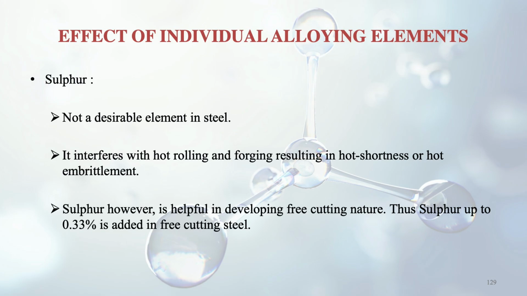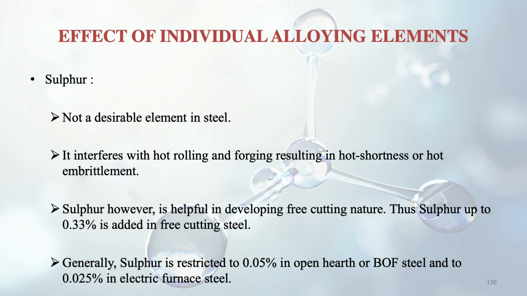If we want free cutting in a tool, like suppose we are using this alloy steel as a cutting tool, then we need this sulfur, and it can be up to 0.33% in free cutting steel. So sulfur is generally restricted to 0.05% in open hearth or the basic oxygen furnace steel, and to 0.025% in the electric furnace steel. Like we have discussed earlier, sulfur has disadvantageous effects.